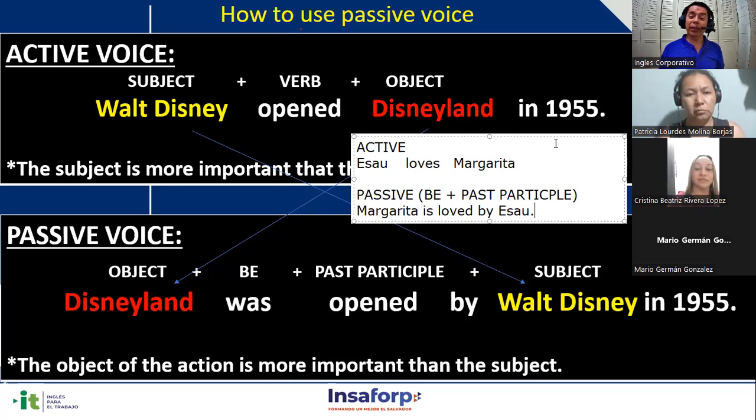Because in the active voice, we want to pay attention to the subject. Lo que nos interesa es el sujeto en la voz activa, right? Pero dice, no, la verdad es que sí, esa voz es importante, pero en esta ocasión quiero que Margarita sea más importante. So, the object is more important. So, Margarita is loved by Esaú, right? ¿Y para qué nos complicamos la vida cambiando? That's the only purpose, right? To pay attention to the subject in the active voice, and to the object in the passive voice, right? Okay, now let's continue.